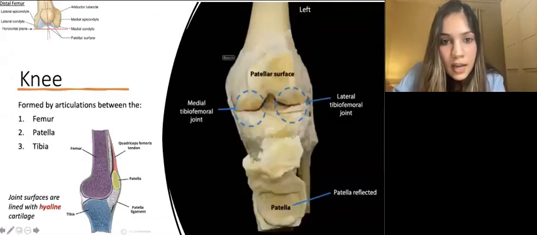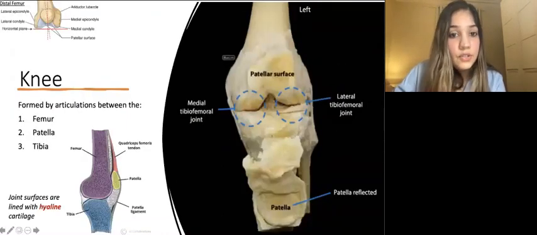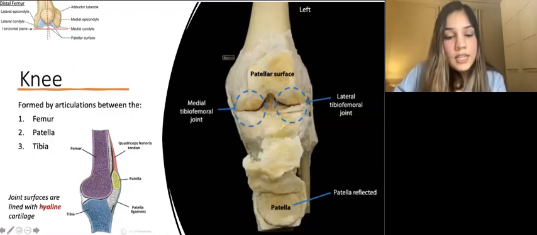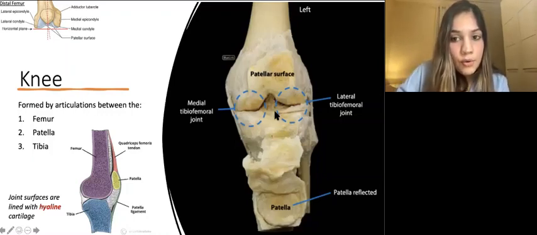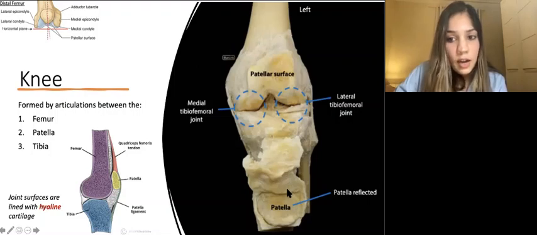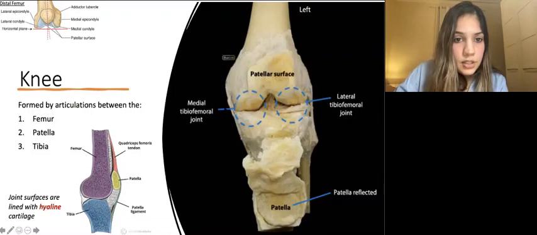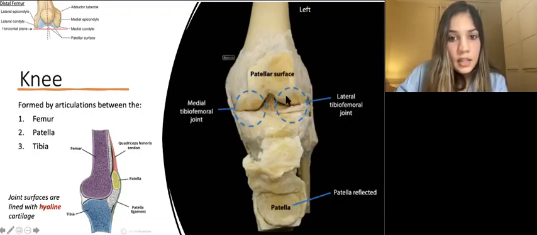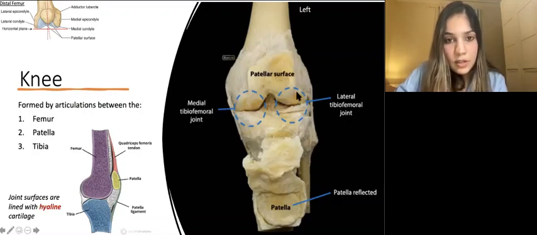Also just wanted to add that the articulating surfaces of the knee contain the tibiofemoral joints and the patellofemoral joints. All these joint surfaces are lined with hyaline cartilage, and you have the medial tibiofemoral joint and the lateral tibiofemoral joint, which can be appreciated on this image.